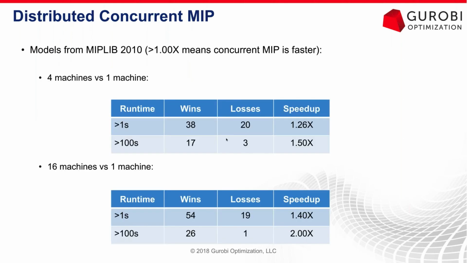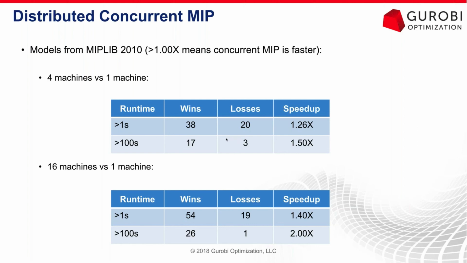So let's look at the performance of concurrent MIP, based on the MIPLib 2010 benchmark suite. This is a standard set of mixed integer programming models that are used for performance testing. If a value is better than 1.0, that means concurrent MIP is faster. The default of 1.0 is running MIP on one computer. In the first table, let's look at the performance on 4 computers versus 1 computer.